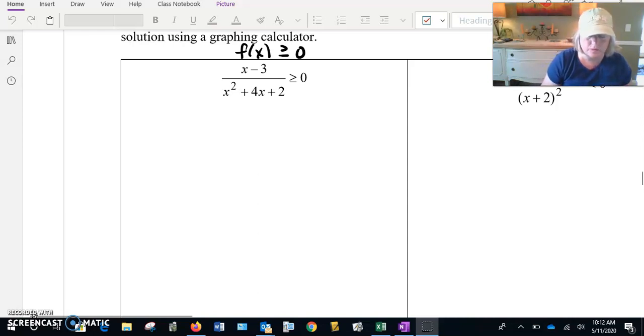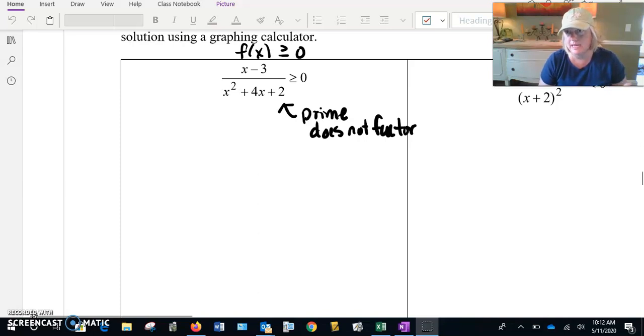For this first one, we're going to start by doing the same thing. It's already got 0 on one side. I'm going to try to factor, and we'll realize pretty quickly that this factor is prime, it does not factor. That does not mean that I can't solve it. It simply means that I cannot factor it nicely. And typically when quadratics don't factor nicely, we have other techniques for solving, including the quadratic formula and so on.